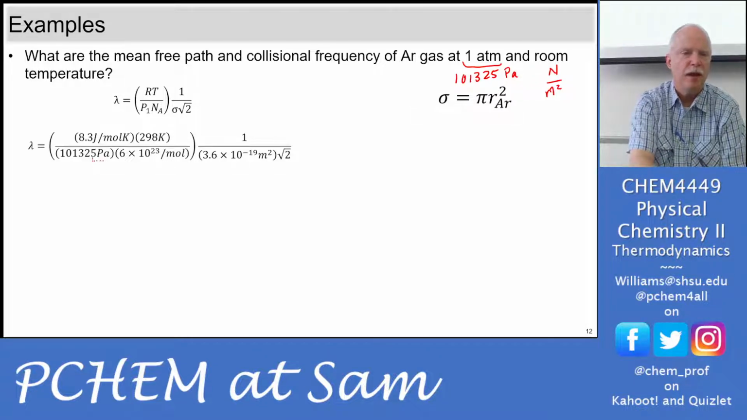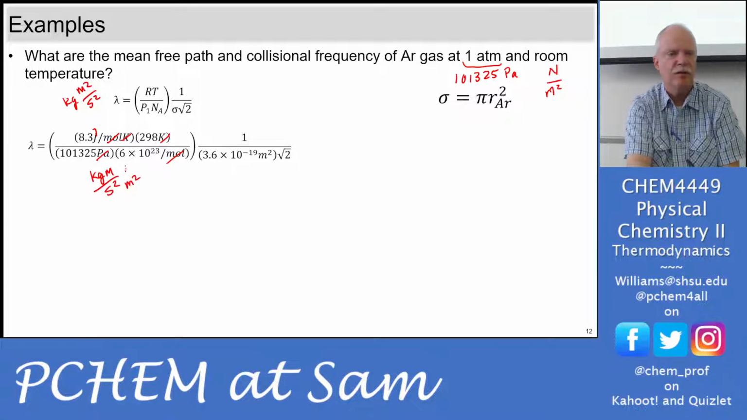Okay, and so we have this joule here that's going to be a kilogram meter squared per second squared. We have Avogadro's number in here, so that gets rid of the moles. In our joule, we have the temperature in Kelvin, and pascals is a kilogram meter per second squared per meter squared. So some of those meters cancel.